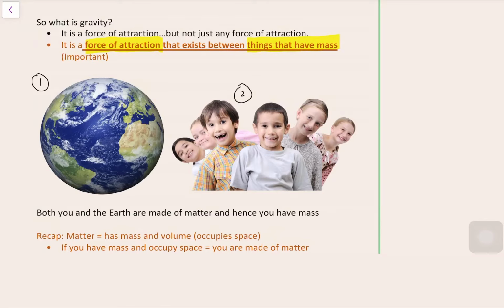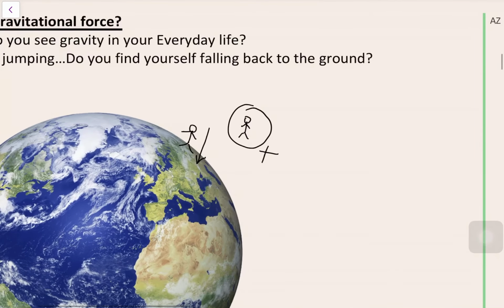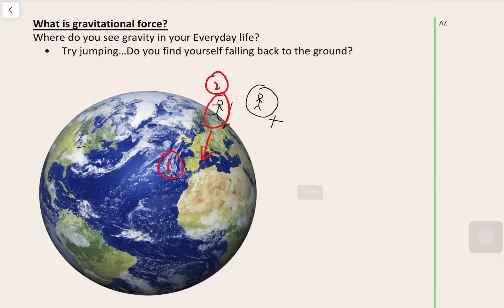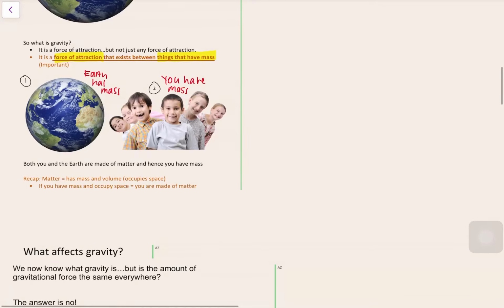So over here, you have mass because you're made of matter, right? The earth also has mass. And because of that, there is a force of attraction between you and the earth that keeps you rooted to the earth. Alright, so moving on.